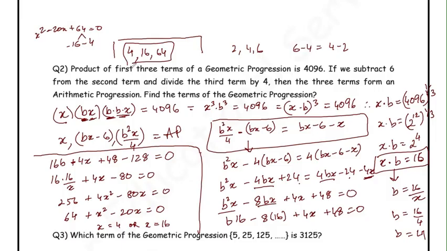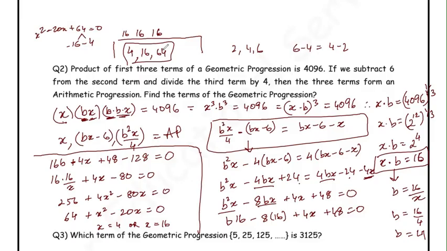Now you might try out, what if x was 16? If x was 16, then b would be 1. And that would not be in geometric progression. It would be 16 and 16, because b is 1, x is 16, so 16, 16, 16 you would have got. So is 16, 16, 16 in geometric progression?